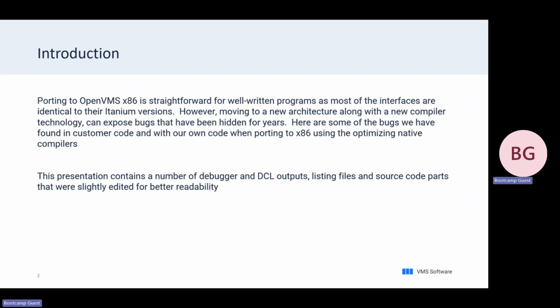So porting your application to x86 is easy for well-written programs because all the interfaces are the same. We're trying to support all that was supported on Itanium. So it should be just build, link, and run. But sometimes in the old code, there are bugs that have been there for 30 years, and it worked magically by mistake. You were under the right star.